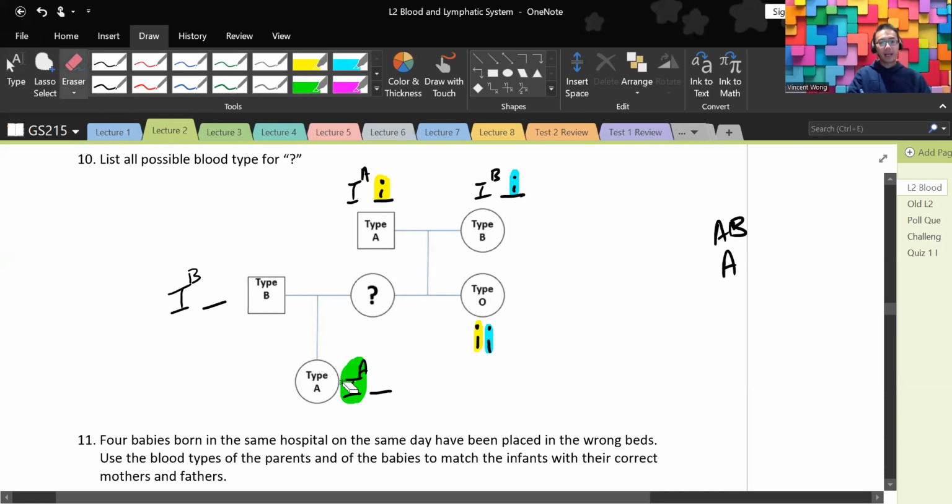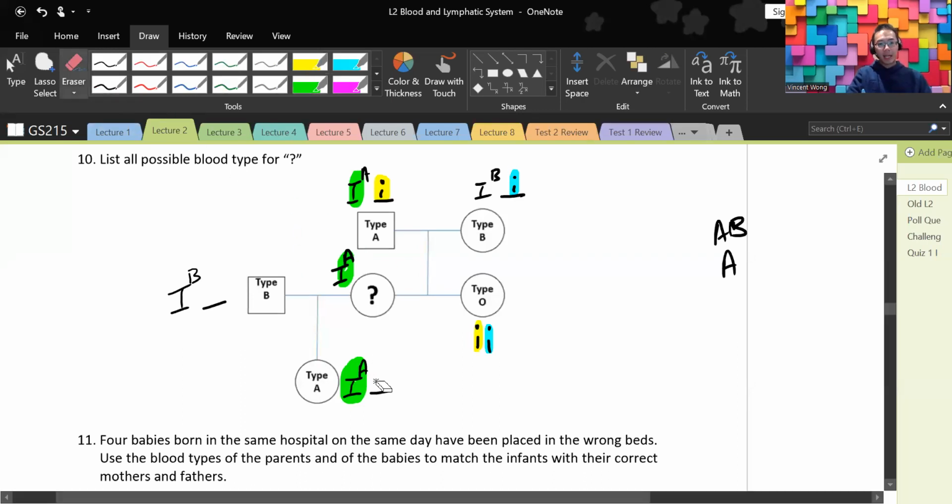Anyone else? Do we know for a fact that IA has to come from the mom or has to come from the dad? Yeah, it has to come from the mom, right? It cannot have come from the dad, because if it came from the dad it would have been AB, right? Dad is B. It's impossible for him to have an IA. So for that reason, it must have come from the mother, right? Okay, and we can trace it back even one generation further, right? This IA came from the grandfather there, right? Okay.